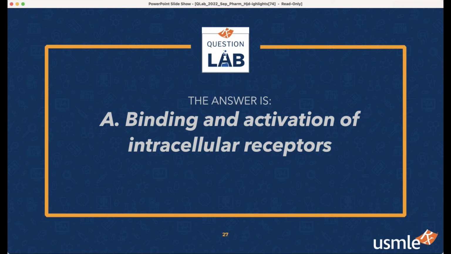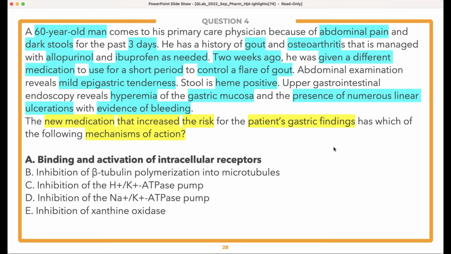Thank you, Jeff. Yes, definitely a tough question. Okay, so let's take a look at what's going on. This patient has some hyperemia of the gastric mucosa with some ulcerations. We would describe that as inflammation of the gastric tissue, aka gastritis. On top of that, there's some blood, as we can see with the heme positive stool. So gastritis and peptic ulcer disease is what we're thinking is going on here.